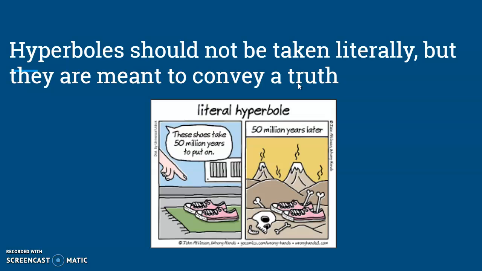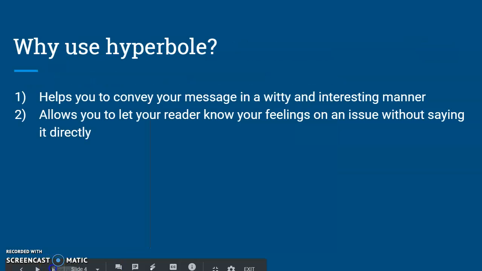If you look here at our little cartoon, it says these shoes take 50 million years to put on, and here's what that would look like literally. This person is dead and the earth is turned into whatever. So literally that's not the case, but we know that means that this person believes these shoes are way too hard to put on and probably not worth the effort.